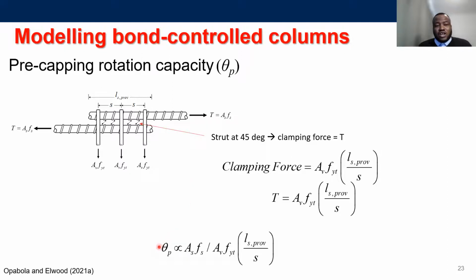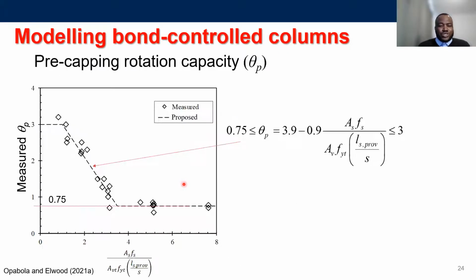So the pre-capping rotation capacity can then be linked to this clamping coefficient, which is the ratio of the tensile force you're trying to pass across the splice and the clamping force which you have. We know this already, so how does that compare with experimental test results? Using the database that we had, we tried to work out the relationship between the clamping coefficient and the measured pre-capping rotation capacity. You can see that at very low clamping coefficients, that is when you have more of the clamping force over the required tensile demand, your rotation capacity is quite high. But as soon as your tensile demands are quite high compared to your clamping force, your rotation capacity is very reduced. So this could actually be simulated using a simple relationship.